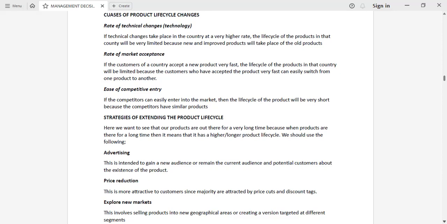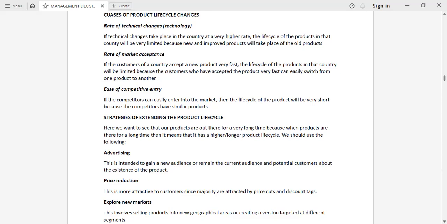But for these developed countries, in just maybe 1 year's time, they are introducing another model. They keep on changing the models. So if the technology is changing at a very high pace, then we expect the life cycle of the product to change also. So that's the first cause of the product life cycle changes.